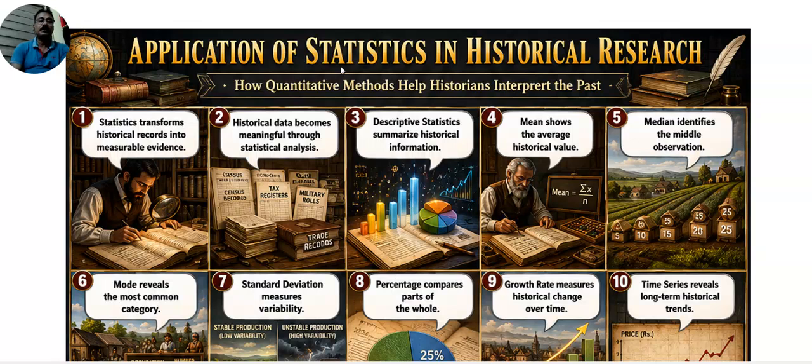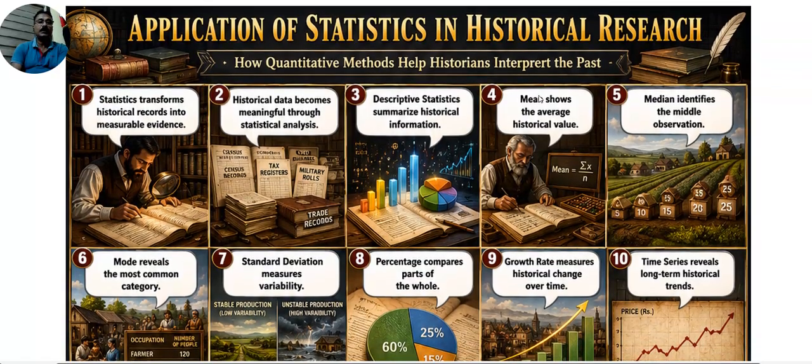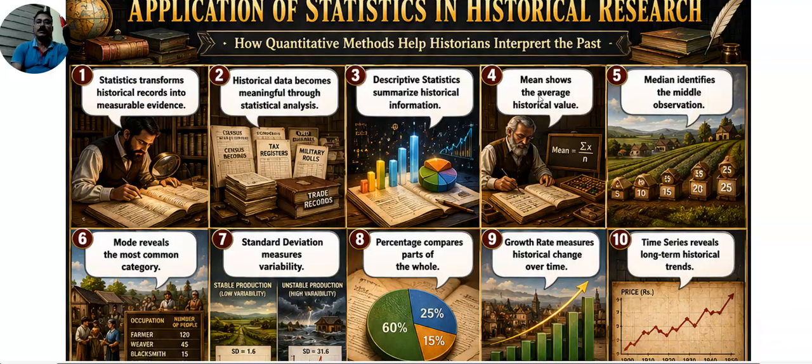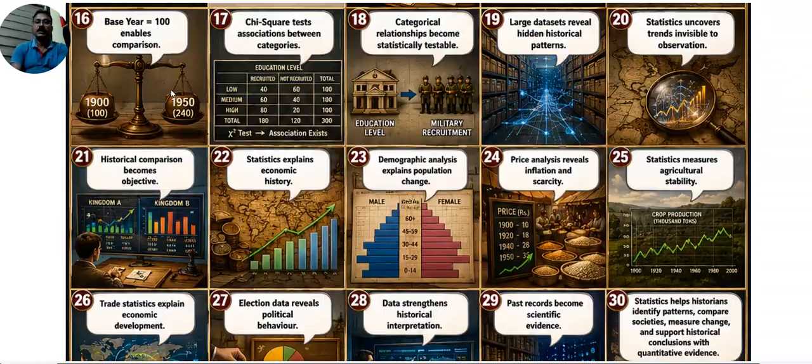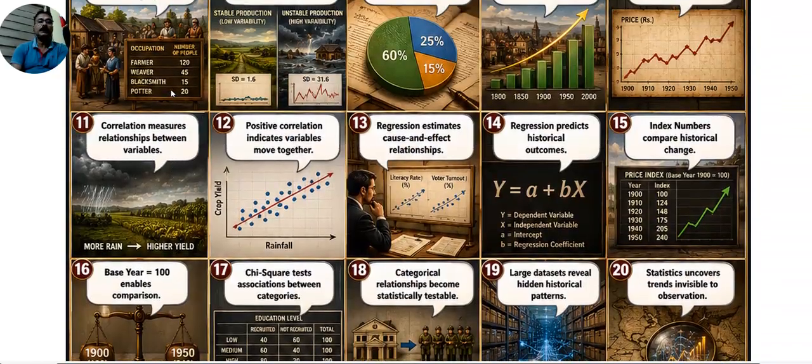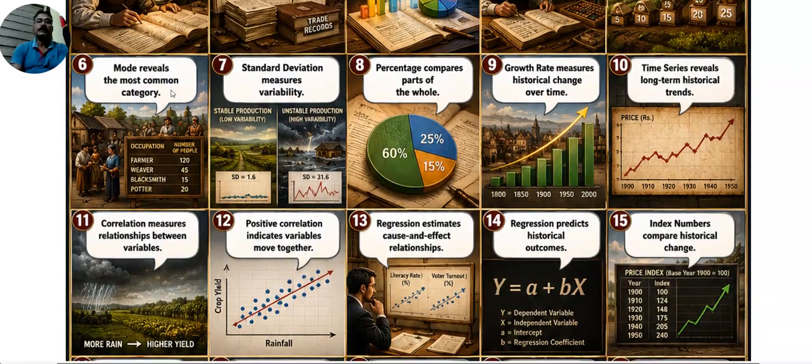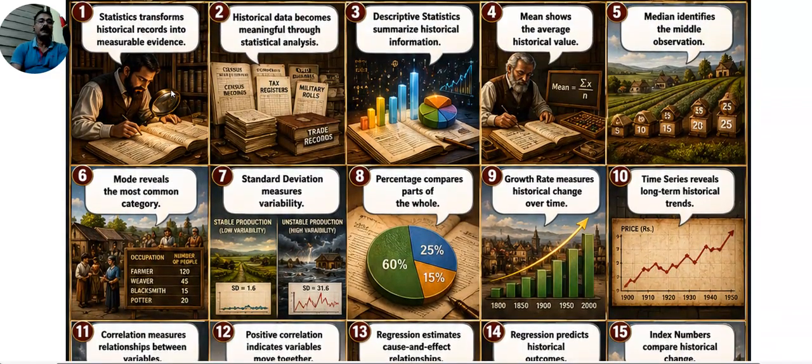About the application of statistics in historical research, and how quantitative methods help historians to interpret the past. The total analysis has been reflected by this poster. Okay, so there are perhaps 30 posters, 30 images, 30 cells. The total analysis has been prepared in this way.